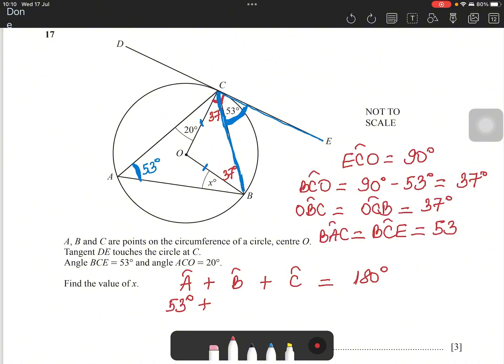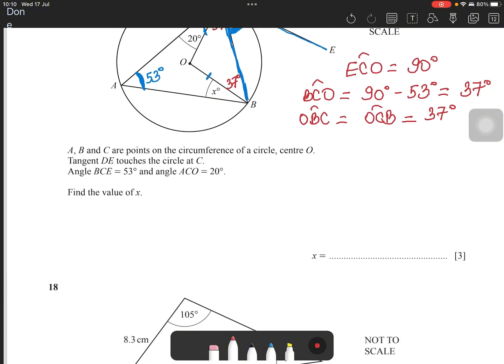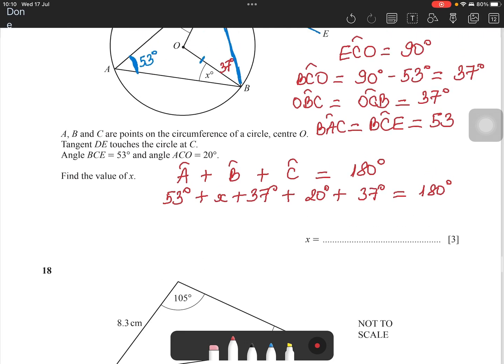The angle B includes x and 37. The angle C includes 20 degrees and 37 degrees. Now we add up all of these and the total is 180 degrees. Now we just need to solve for x. X is equal to 180 subtract the sum of 53 plus 37 plus 20 plus 37. And the answer for x is 33.